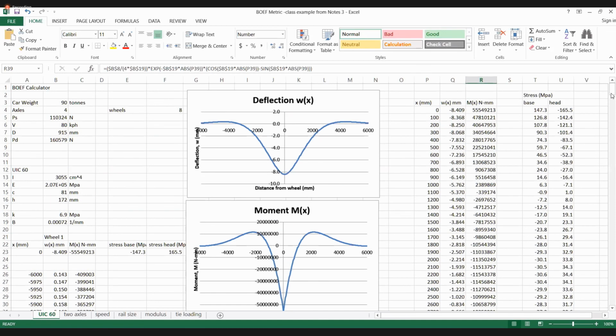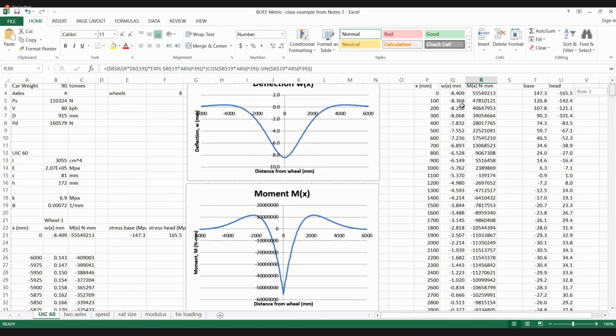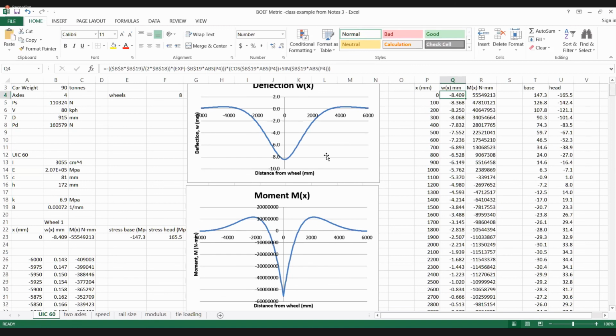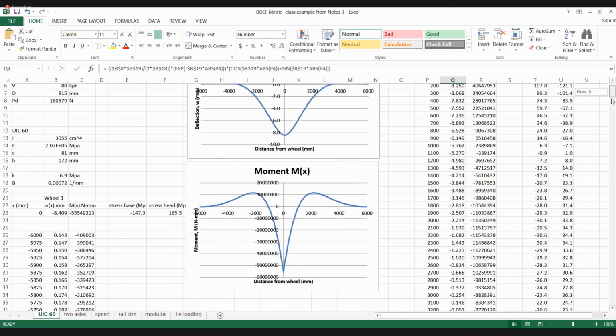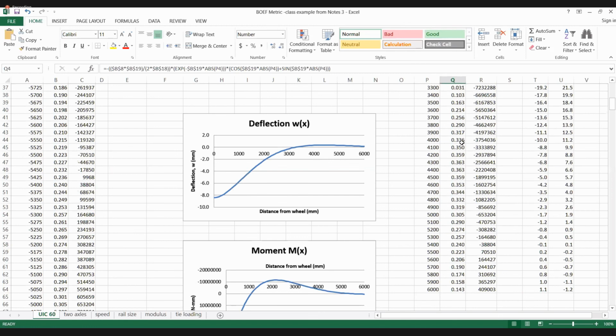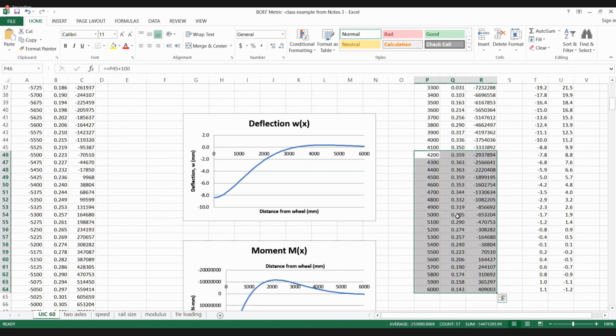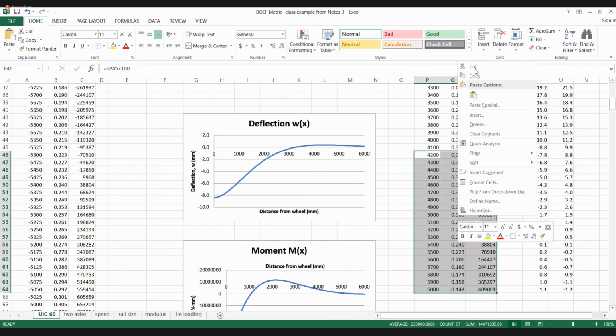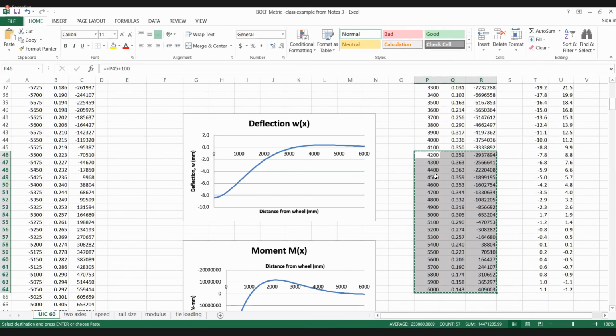Oh, I'm looking at moments. Here's my maximum deflection underneath the wheel, 8.4. My maximum reverse deflection is actually, sorry, it's about actually 4,200. You can see it's 0.350, 0.359. It's about 4,200. And again, you got to be a little bit careful here on how many sensitivities, because watch what happens.